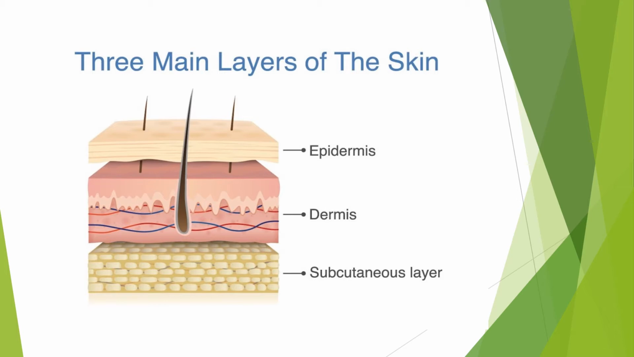So the skin is composed of 3 main layers. This diagram shows the epidermis, which is the outermost layer of the skin, the dermis, and also the subcutaneous layer. We will be talking about the epidermis and the dermis throughout this chapter.